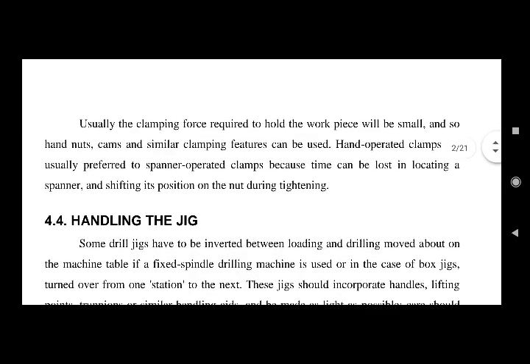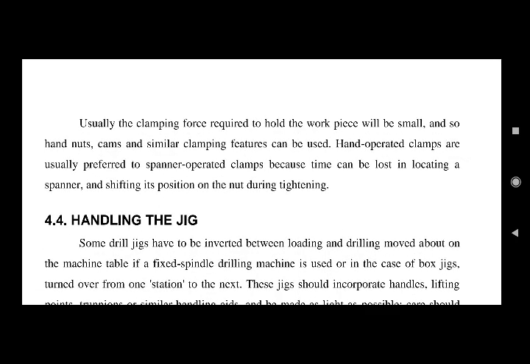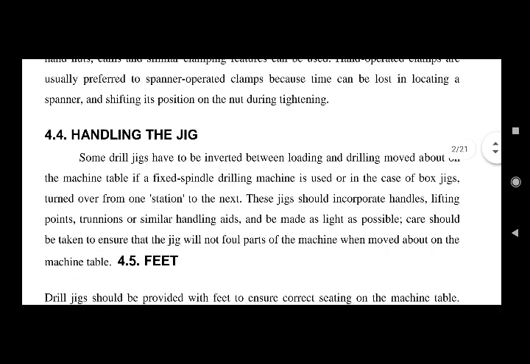Clamping. Usually the clamping force required to hold the workpiece will be small, and so hand nuts, clamps and similar clamping features can be used. Hand operated clamps are usually preferred to spanner operated clamps because time can be lost in locating a spanner and shifting its position on the nut during tightening.